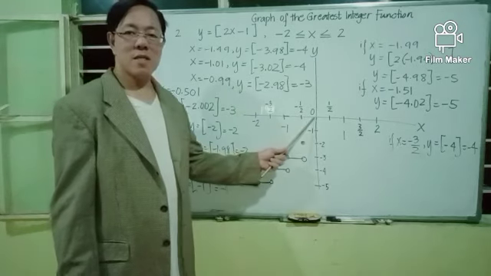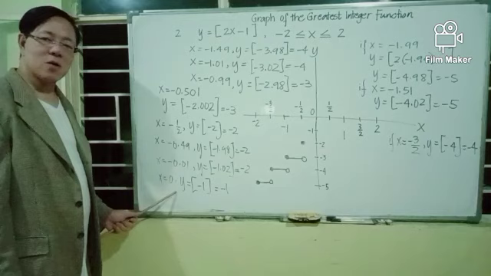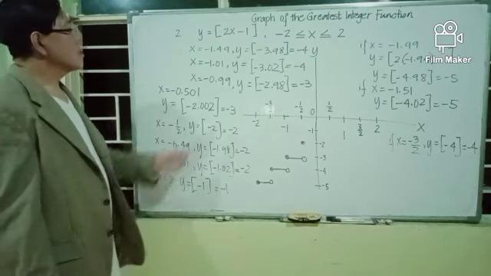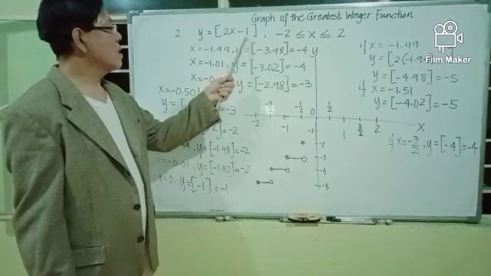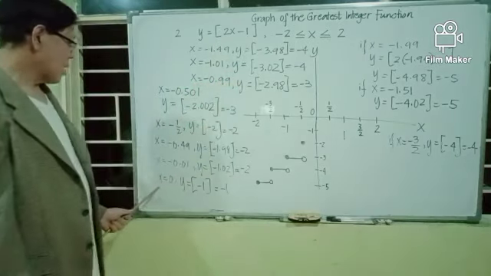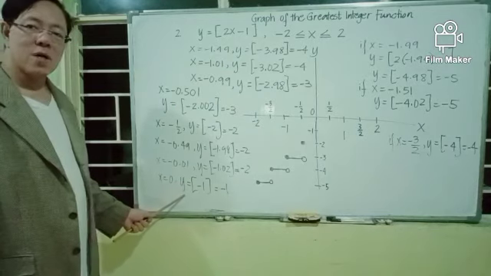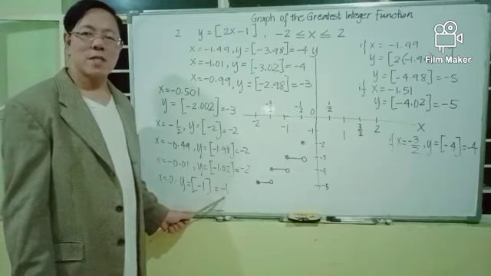But when x is exactly equal to 0, substitute here, you get 2 times 0 is 0 minus 1. You get y equals the floor of negative 1. When x equals 0, y is the greatest integer less than or equal to negative 1, and that integer is negative 1.